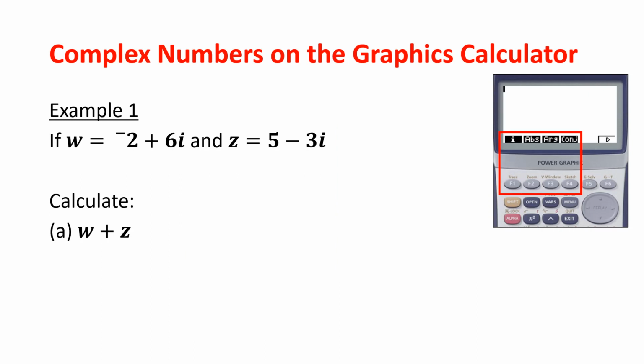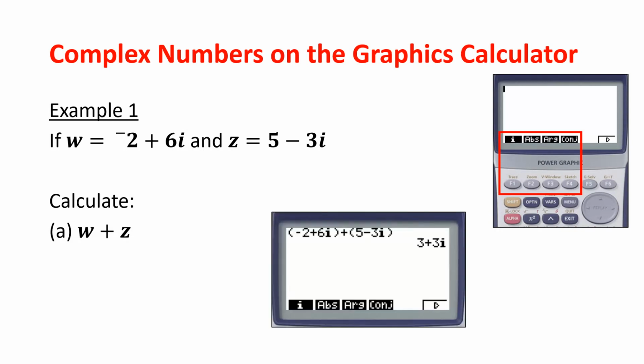So we want to add w plus z, so we can just type in w, which is negative 2 plus 6i. I like to put them in brackets. To bring up i, you just push F1, which is the function key for bringing up the i function. So I type in w plus z, and then I push execute or enter, and I get 3 plus 3i.